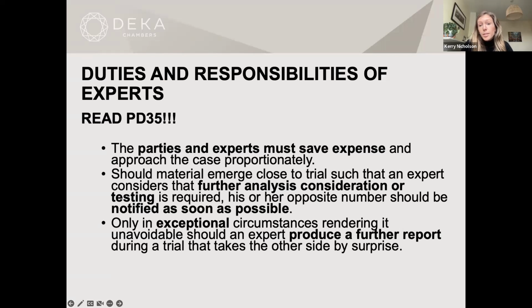Experts are also under a duty to approach the case proportionately. It's not just parties. They have to deal with the matter proportionately in terms of costs. If material does emerge close to trial that means they want to reconsider their opinion, or they think that some further testing is required, they need to notify any other experts as soon as possible, to stop any delays. It's only in really exceptional circumstances, where it's completely unavoidable, that an expert should produce a further report during the trial that takes the other side by surprise. Normally that shouldn't be happening, and the court won't allow it to happen.